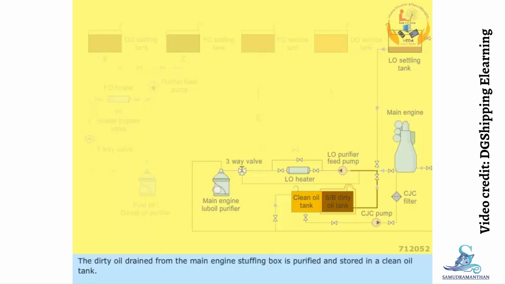The dirty oil drained from the main engine stuffing box is purified and stored in a clean oil tank. From the clean oil tank, it is transferred back to the sump through a filter.